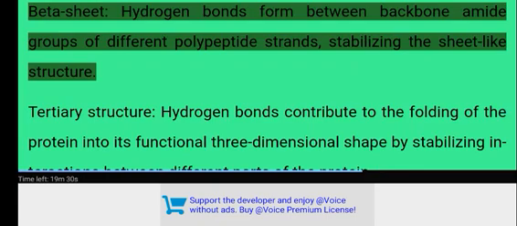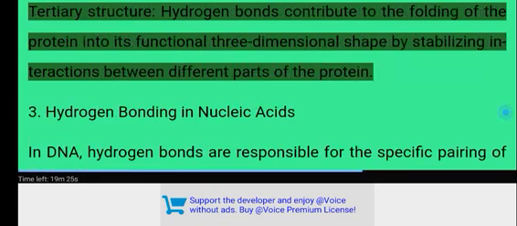Beta sheet: hydrogen bonds form between backbone amide groups of different polypeptide strands, stabilizing the sheet-like structure. Tertiary structure: hydrogen bonds contribute to the folding of the protein into its functional three-dimensional shape by stabilizing interactions between different parts of the protein.